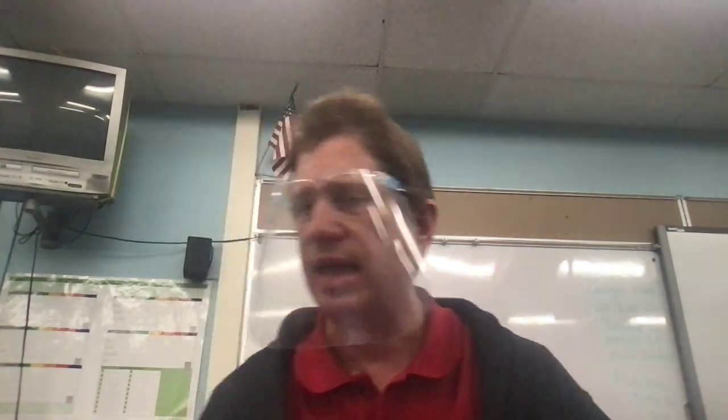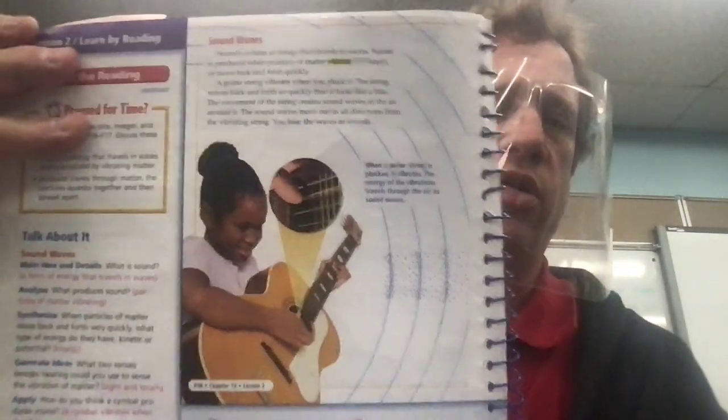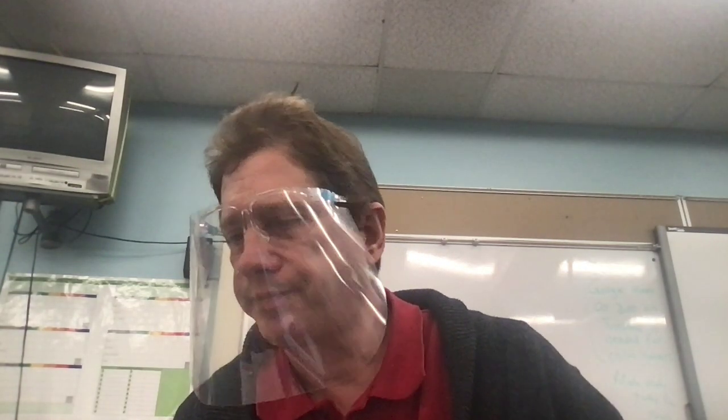When a guitar string is plucked, it vibrates. The energy of the vibrations travels through the air as sound waves. On the next page, we continue to see these sound particles moving throughout the air from that original guitar. A sound wave moves particles of matter back and forth. It's like a spring that is squeezed and then released. As the sound wave travels through matter, particles of matter squeeze together and then spread apart. This happens over and over again as the wave moves away from its source.